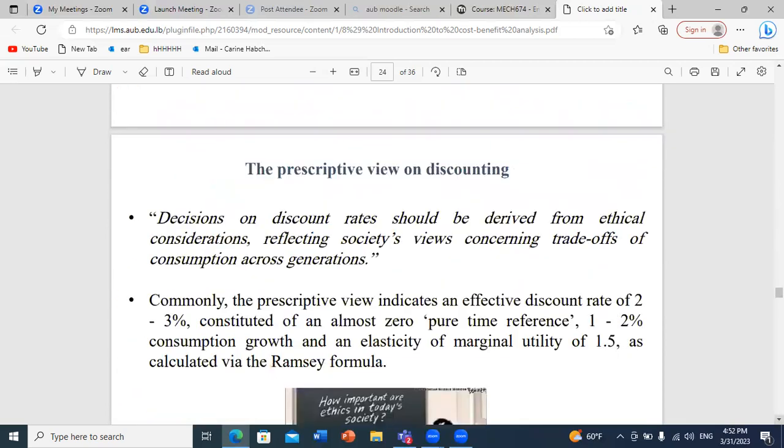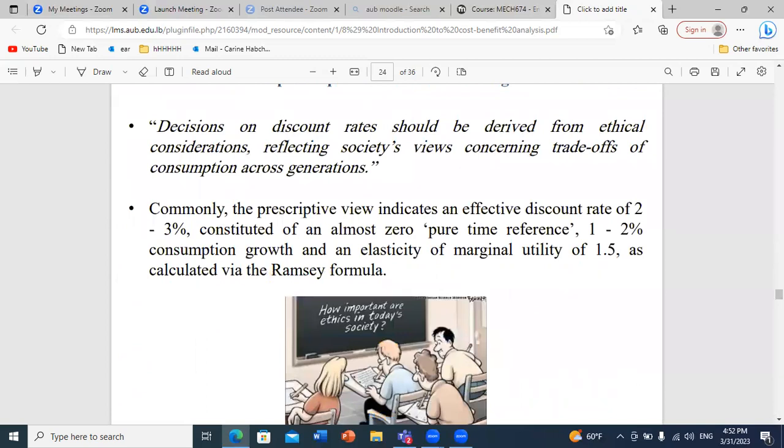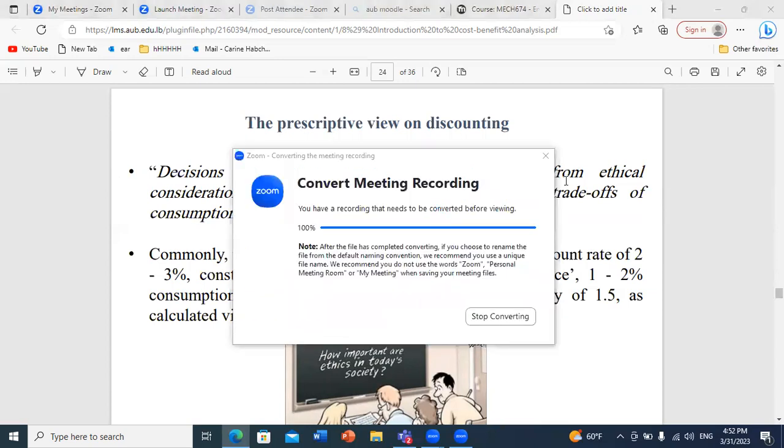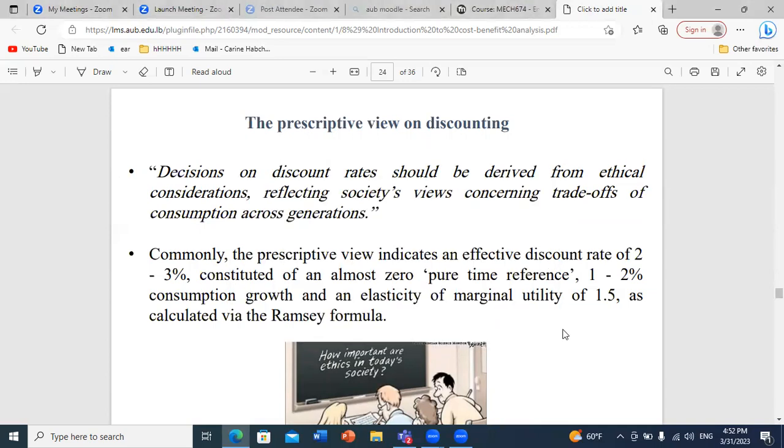On the other hand, in the case of the prescriptive approach, decisions on discount rates should be derived from ethical considerations, reflecting society's views concerning trade-offs of consumption across generations. Commonly, the prescriptive view indicates an effective discount rate of 2 to 3%, constituted of an almost zero pure time preference, 1 to 2% consumption growth, and an elasticity of marginal utility of 1.5, as calculated via the Ramsey formula.